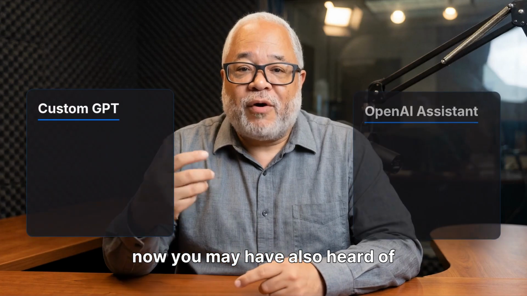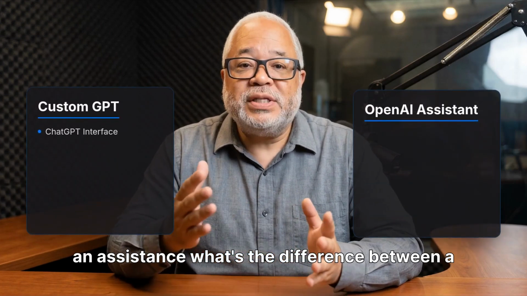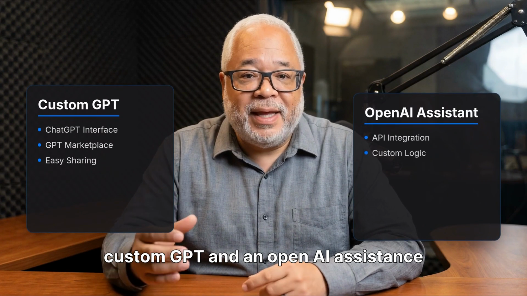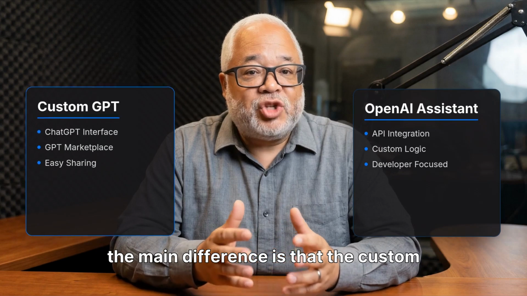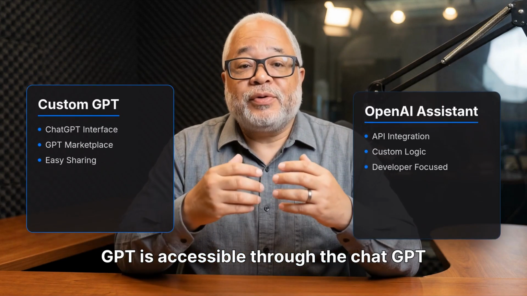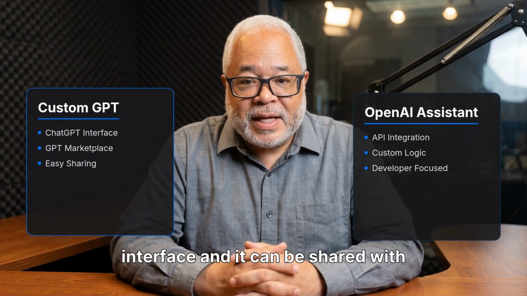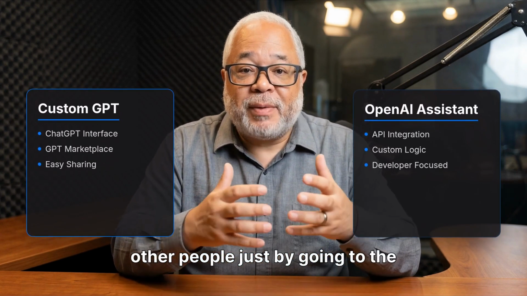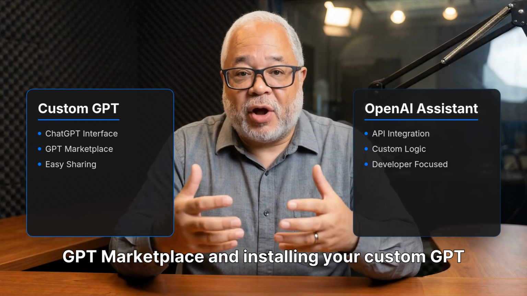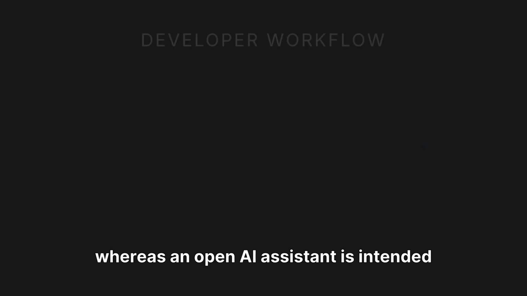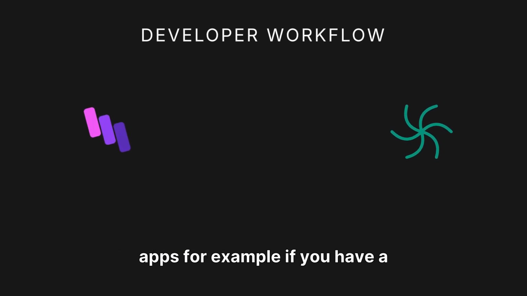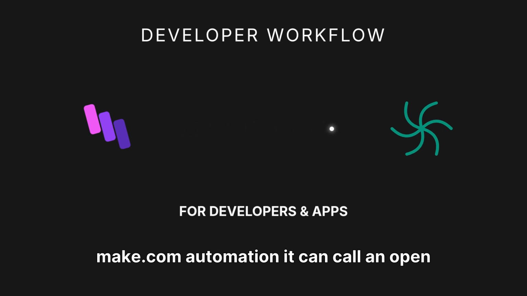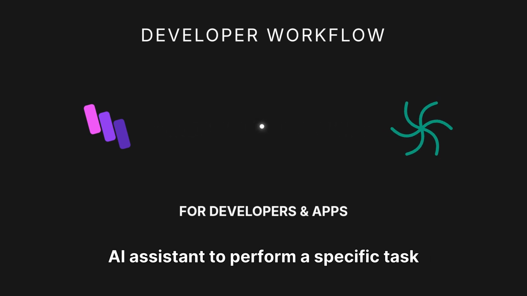Now, you may have also heard of an assistant. What's the difference between a custom GPT and an OpenAI assistant? The main difference is that the custom GPT is accessible through the ChatGPT interface, and it can be shared with other people just by going to the GPT marketplace and installing your custom GPT. Whereas an OpenAI assistant is intended for developers to integrate within their apps. For example, if you have a Make.com automation, it can call an OpenAI assistant to perform a specific task and then return a response.